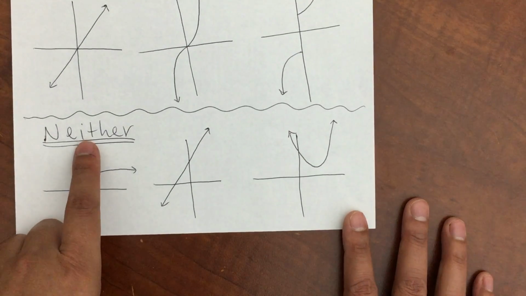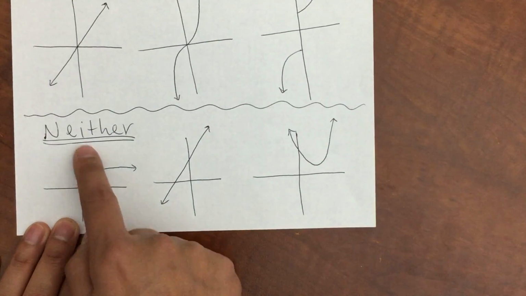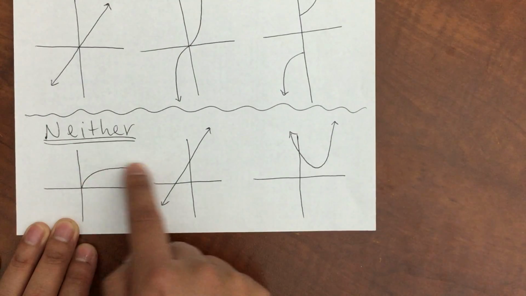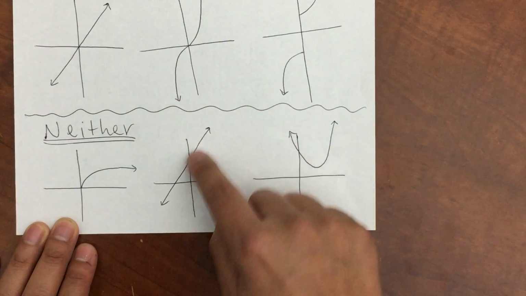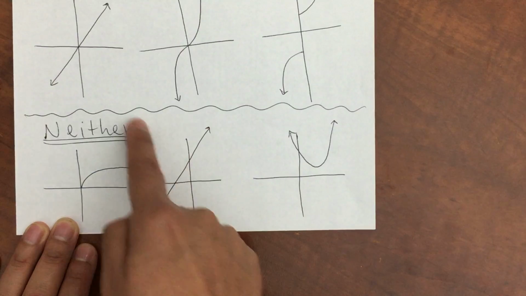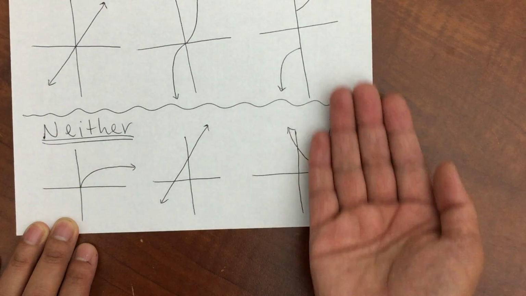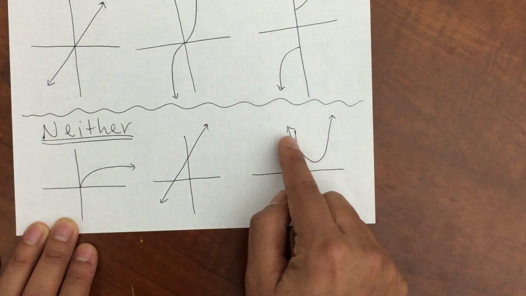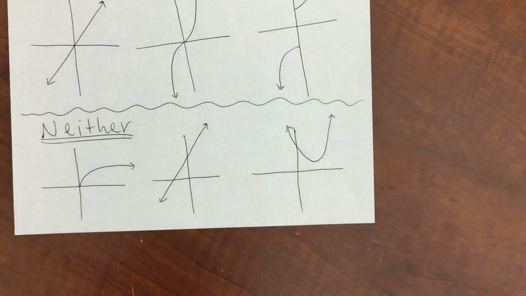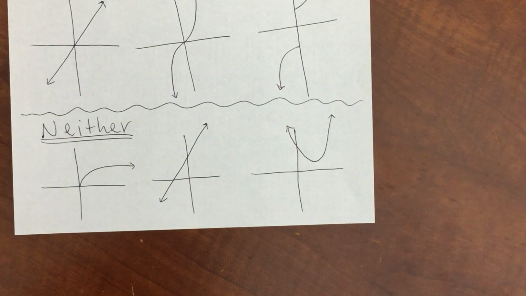Sometimes you will have some graphs that are neither, because in here, if you fold it, this part doesn't match with anything in here. If you fold it in here, this part is not going to match with this. It's going to go over here, so it doesn't match. If you fold it, this big part is not going to match this little part. So that means it's not even. It's neither odd nor even.